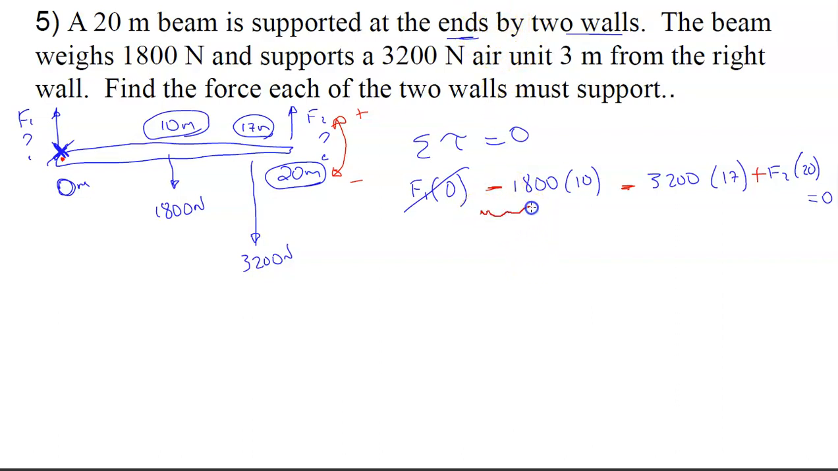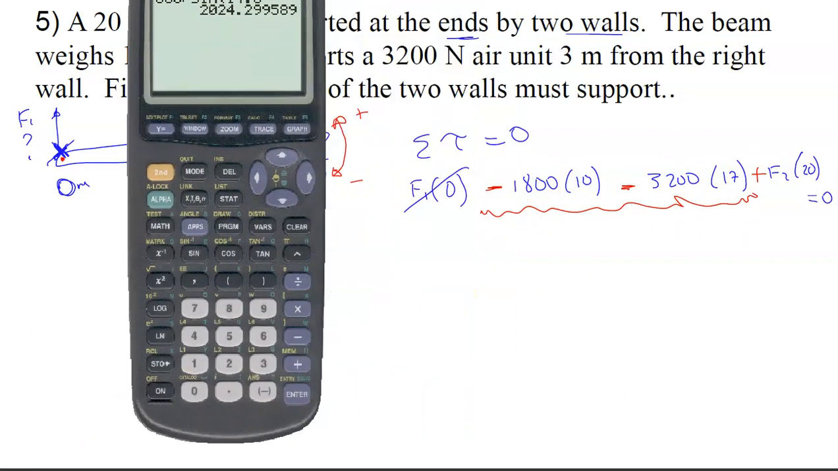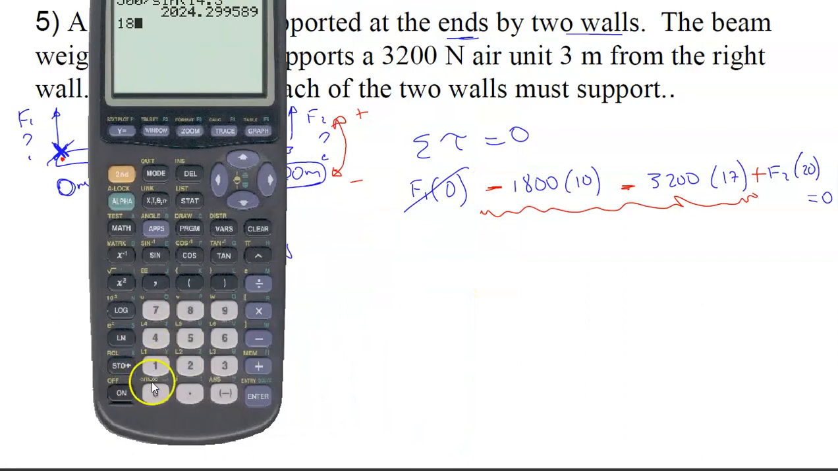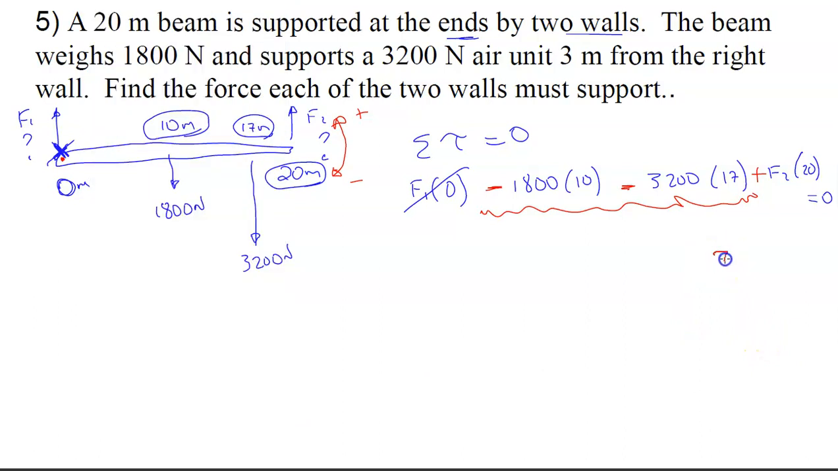And I'd probably grab my calculator and get me a number for all of that. And in fact, I'm going to add that to both sides. So let's just make them both positive. I'm going to go ahead and add as I go here. And I'd have 1800 times 10 plus 3200 times 17. And I end up right there, 72,400. Remember, I added those two terms to both sides.